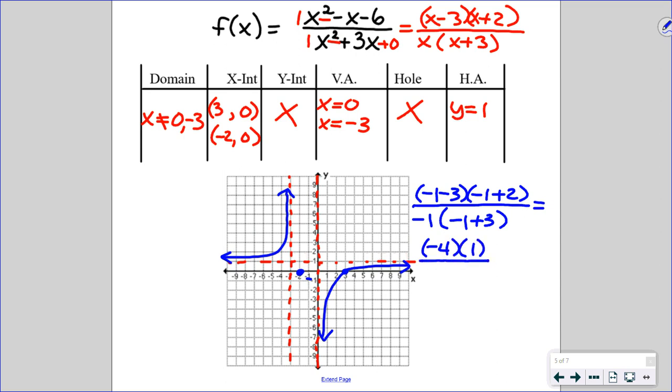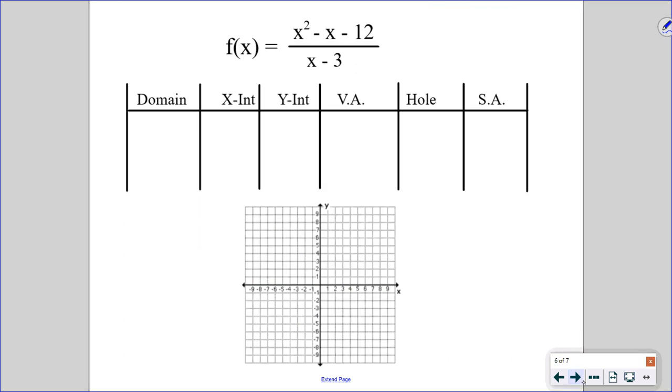I end up getting negative 4 over negative 2, which equals 2. So (-1, 2), here's the point. All right, so you guys remember the graph is going to go through these 2 points and approach the asymptote. So it's actually going to look like this. I wanted to show you in this example just another possibility of what can happen when you have 2 vertical asymptotes.